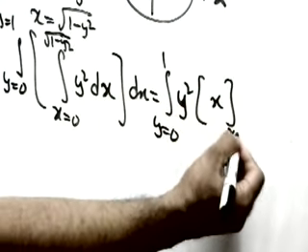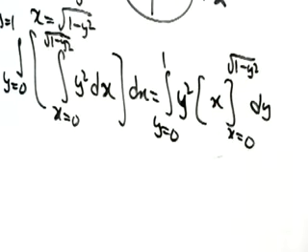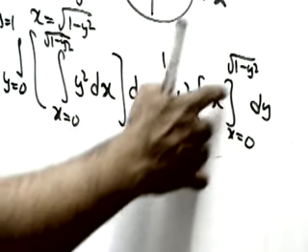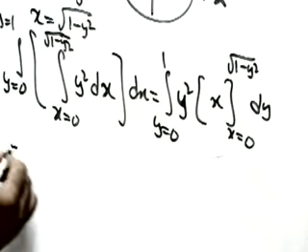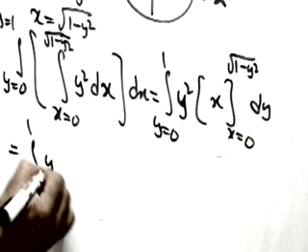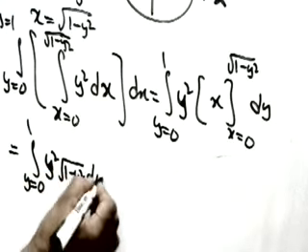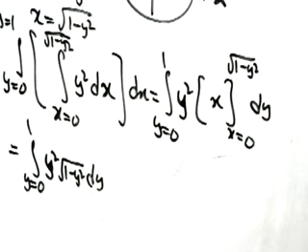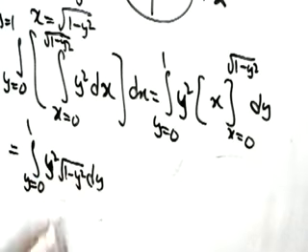Now the integration of 1 is x, so you write it like this: x from 0 to under root of 1 minus y square, dy. Now upper limit minus lower limit. Already we have y. If you substitute the upper limit, it will be under root of 1 minus y square. If you substitute the lower limit, it is 0. So what is left here? The integration of y from 0 to 1, y square into the upper limit, under root of 1 minus y square dy. The lower limit is 0, so leave that one. So we got the integration of y square times under root of 1 minus y square.